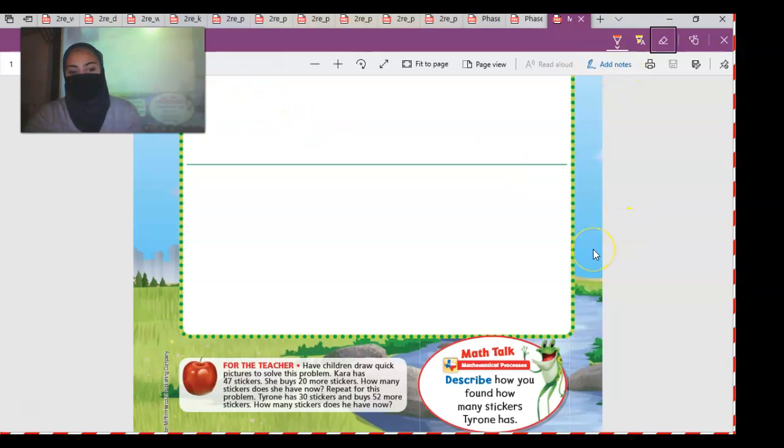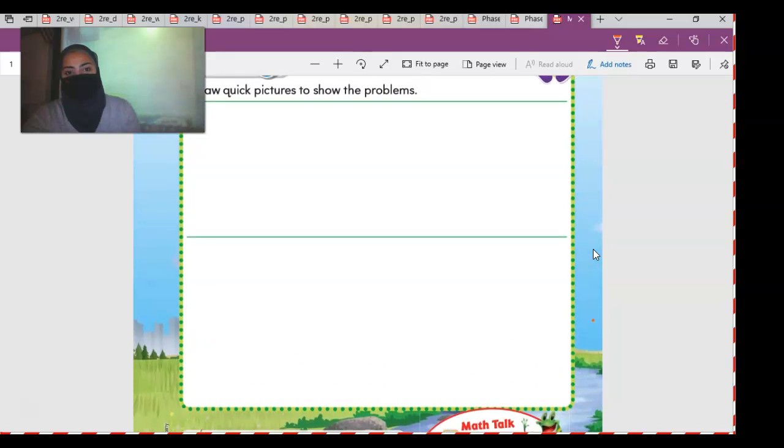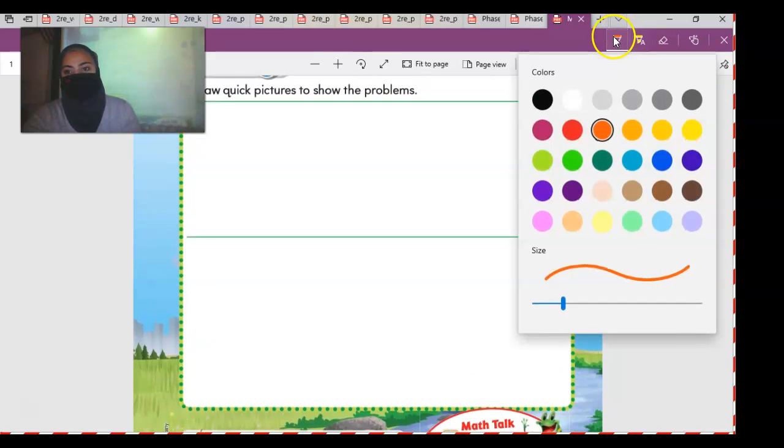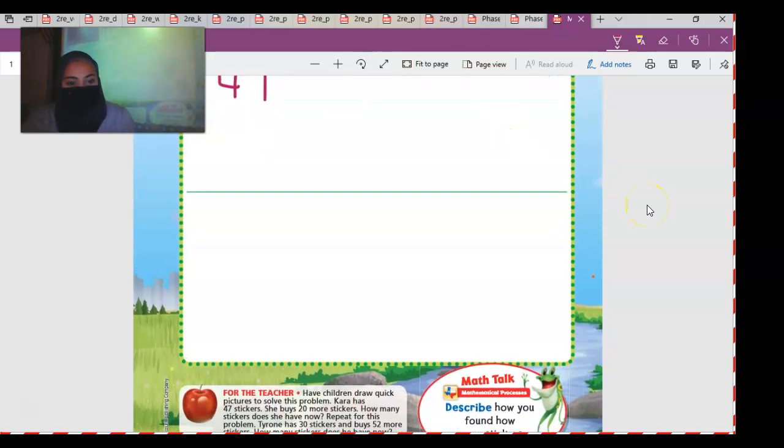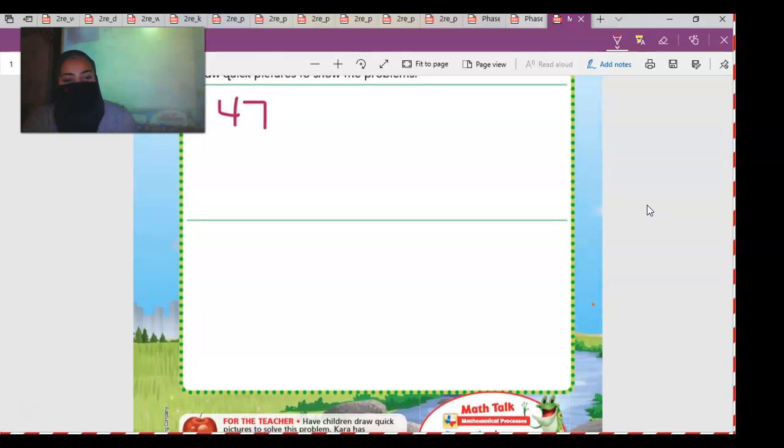47. So I'm going to take out my handy dandy pencil and I'm going to write she has 47 stickers. All right. She buys 20 more stickers. How many stickers does she have now? So this is our math sentence. This is how it should look, our number sentence.